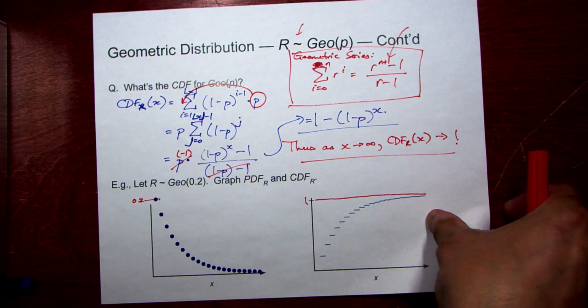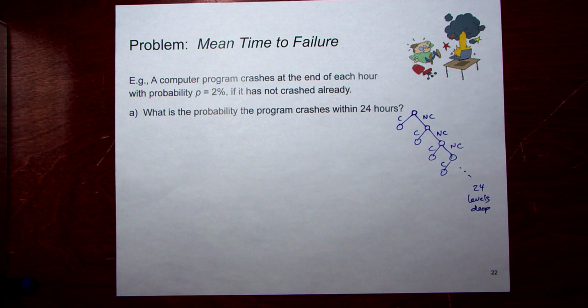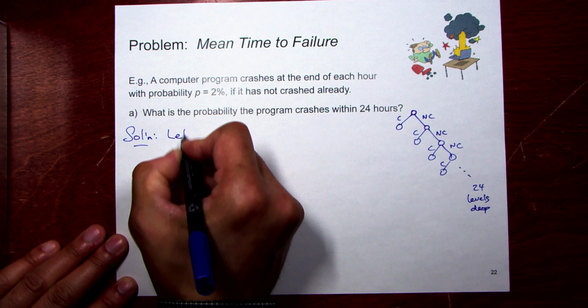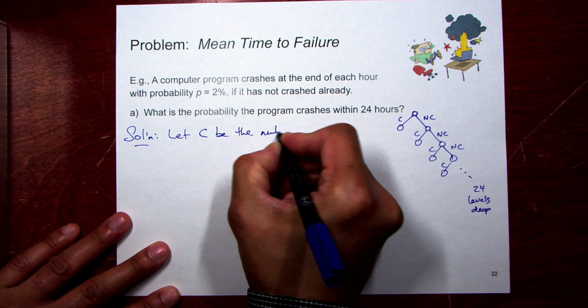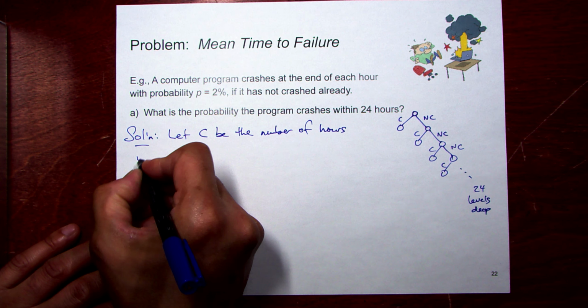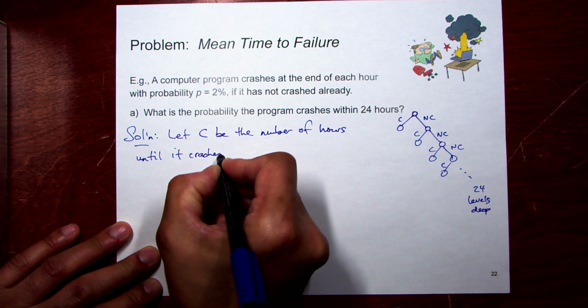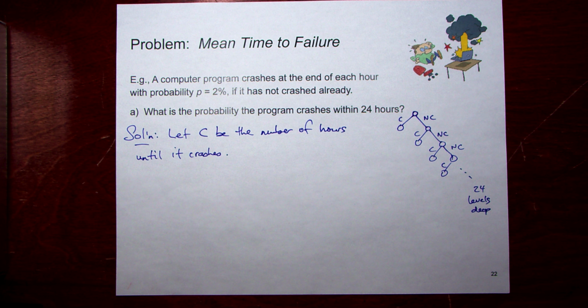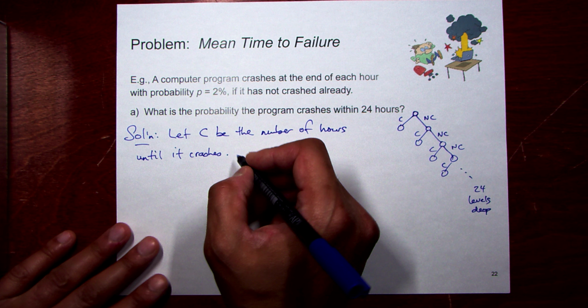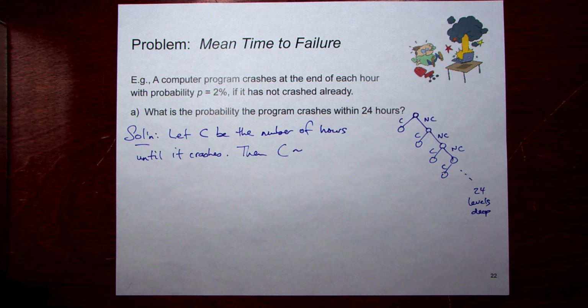Okay, good. All right, let's do an example. Mean time to failure. So the program is in this memoryless state. You keep on testing, trying for up to 24 hours, which is what you want to sum the probability over. Okay, so let's set this up. Let C be the number of hours it takes until it crashes. C is a random variable. It has a range of 1, 2, 3, 4. It's unbounded. How do we write the distribution that C is similar to?